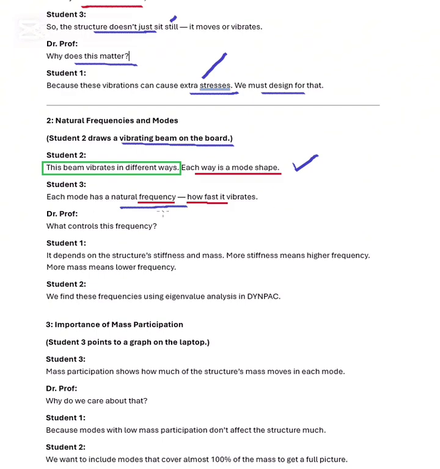Each mode shape has one frequency. That frequency means how fast it vibrates. For example, if you take a cantilever beam, the first mode will be like this. This mode means the period will be more. This is the first mode, and it will have the lowest frequency. The lowest frequency is what we call the natural frequency. That means it takes more time, for example 3 seconds. If it takes 10 seconds, that means the frequency is high.